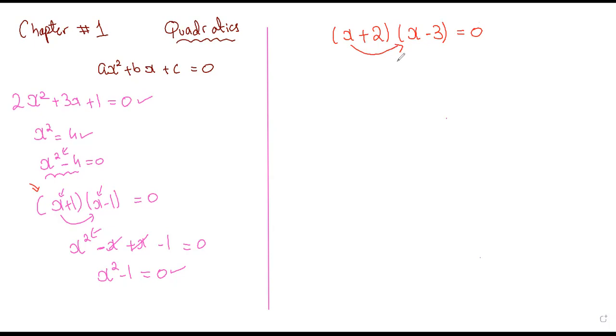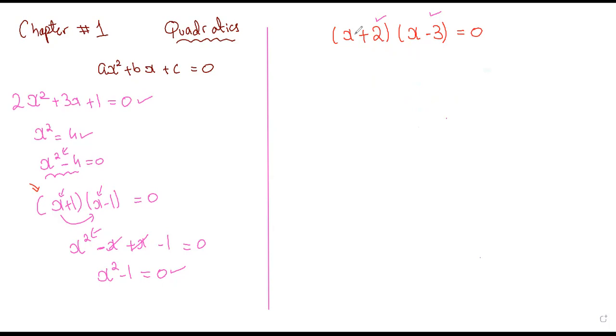For plotting such quadratic curves, you don't have to expand it. What if we expand it? We will get x squared minus 3x plus 2x minus 6 equals 0. X squared minus x minus 6 equals 0. And I told you how to plot such curves by completing square method, right? But you don't have to complete the square if you have your quadratic equation in the factorized form. Why? I will tell you.